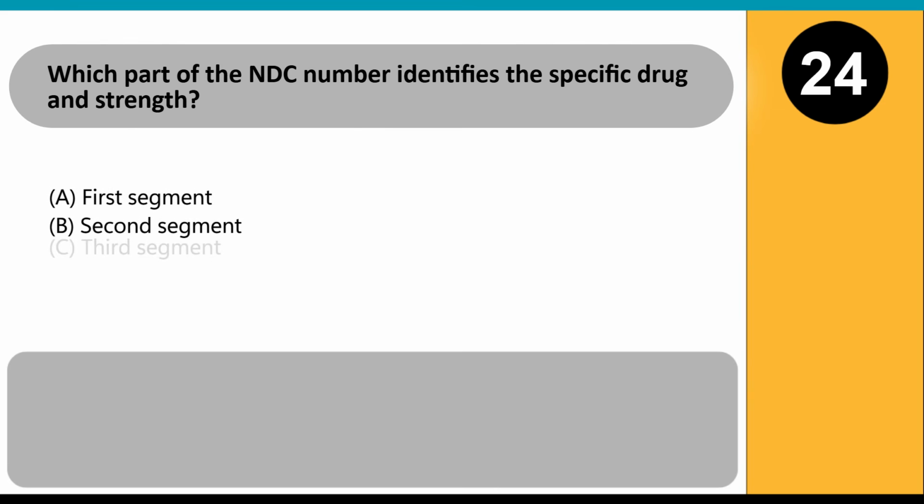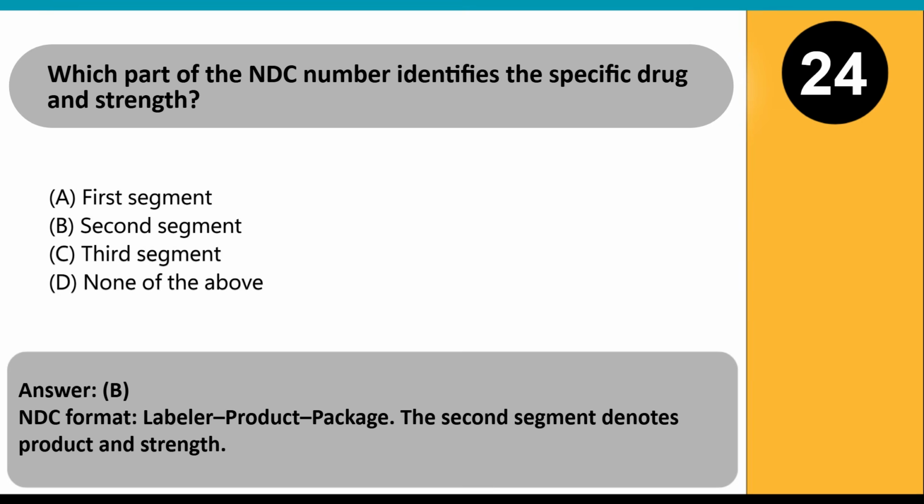Which part of the NDC number identifies the specific drug and strength? A. First segment. B. Second segment. C. Third segment. D. None of the above. Answer B. NDC format: labeler, product, package. The second segment denotes product and strength.